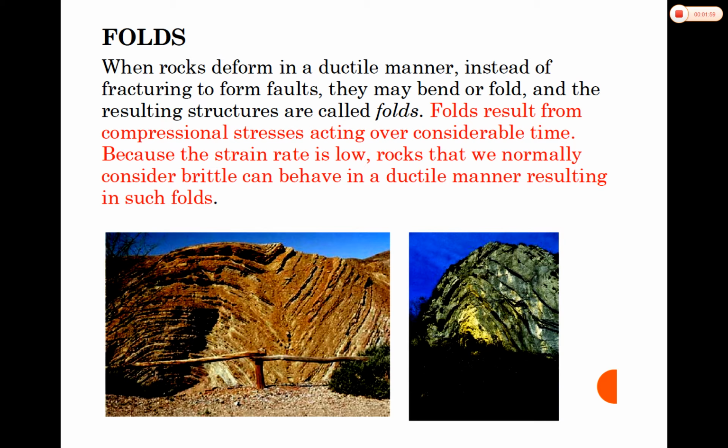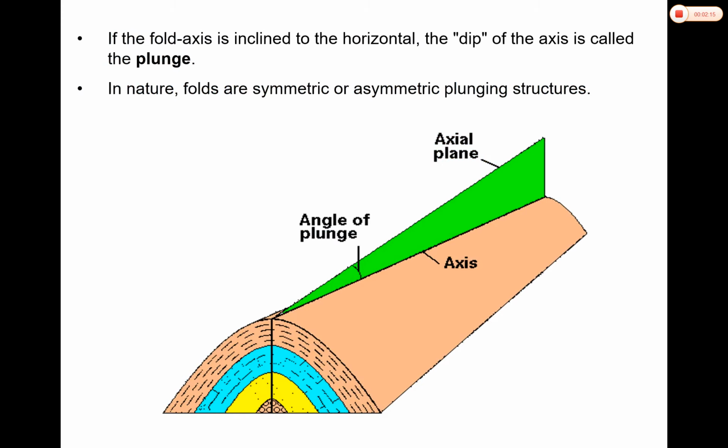Alright, okay, so this is fold. Kalau tengok dalam rock in nature, so this one is anticline. Okay, sama juga yang ni. Alright, and if the fold axis is inclined, kalau bentuk dia tak plane mendatar, and they have the inclination to the horizontal, so the dip of the axis is called the plunge. Dip ni is the angle, so term kita panggil dalam geology is dip. Alright, so this angle kita panggil plunge.